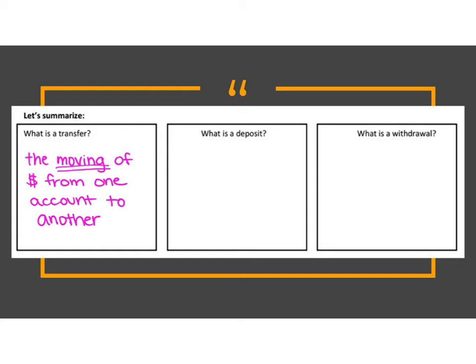What is a deposit? A deposit is putting money into an account. And what is a withdrawal? A withdrawal is taking money out of an account.